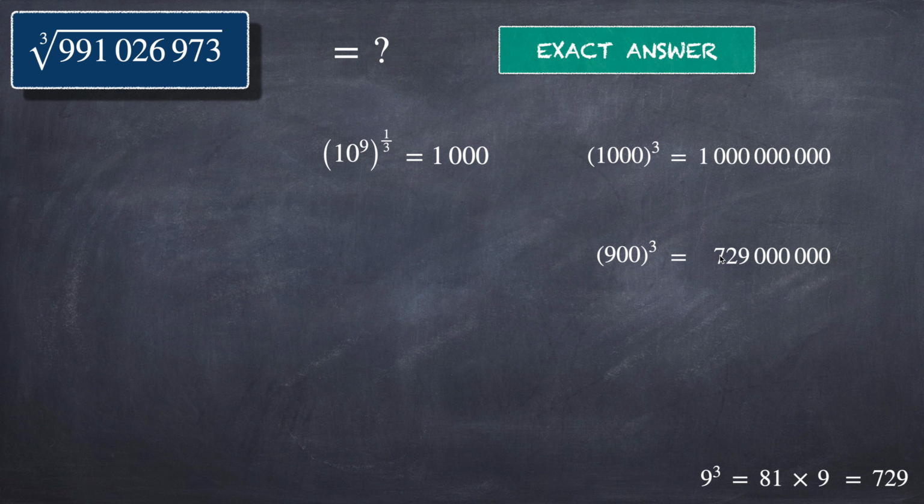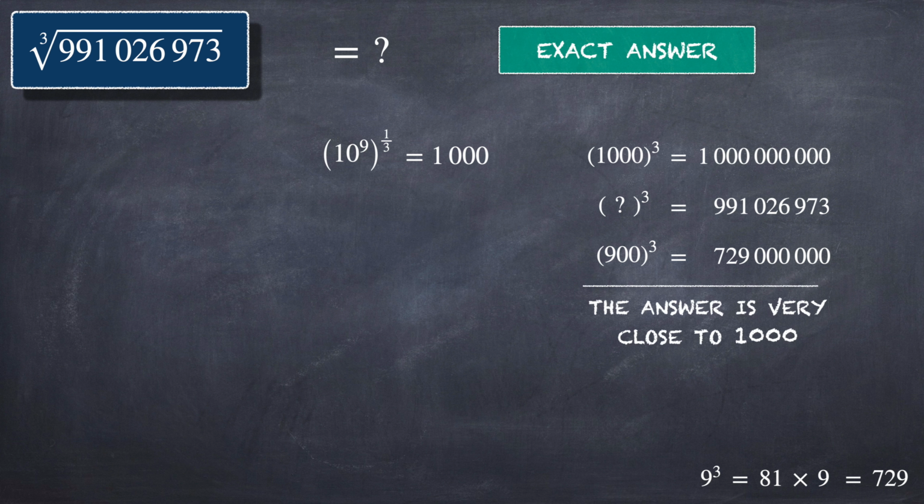Okay, this number is less than this number, 991 million and something. So the number that we are looking for is in between 900 and 1,000. The number that we are looking for to the 3rd power is equal to this number inside the cube root. And we can see that the answer is much closer to 1,000 than to 900. But again, what is the exact value for that?